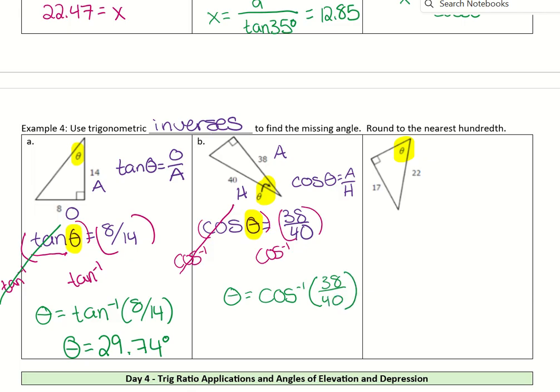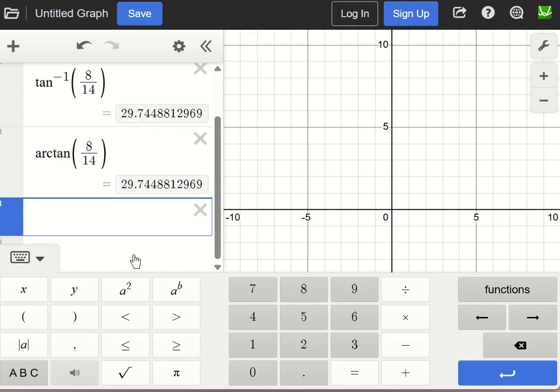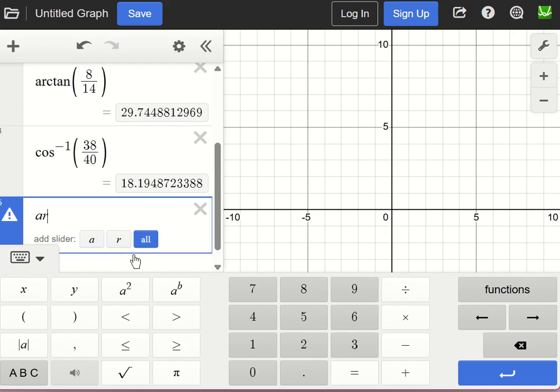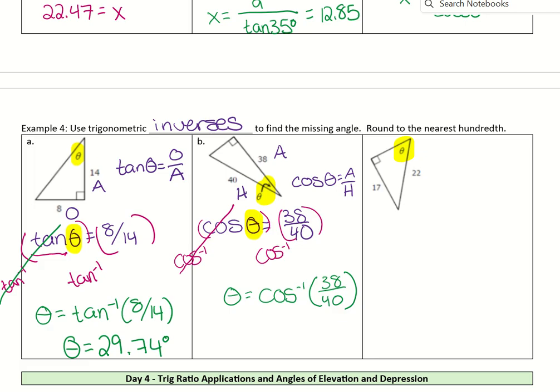So go to your calculator, type it in. Remember, you have choices. You can type inverse cosine like this, or you can type inverse cosine like arc cosine. Again, they mean the same exact thing. And you get the same answer, which is 18.19. And since we're solving for an angle, that's going to be in degrees.